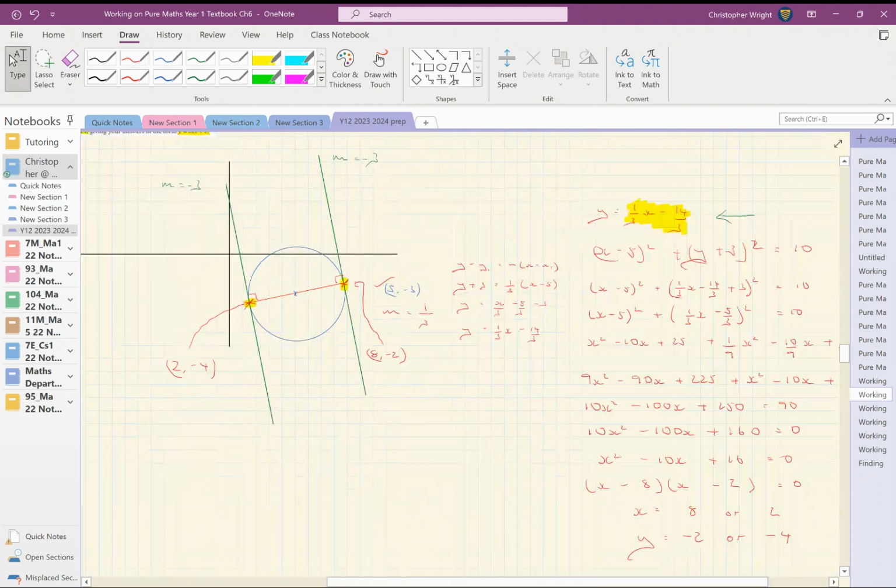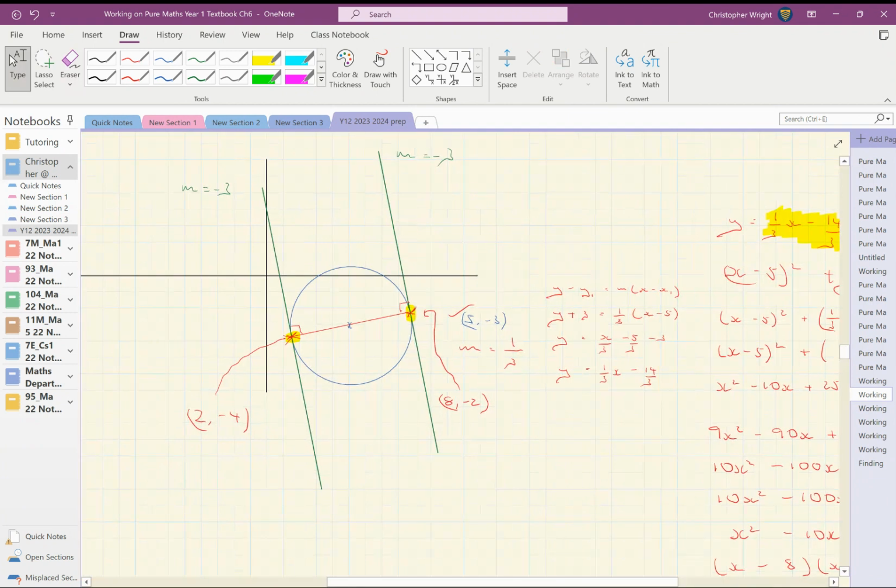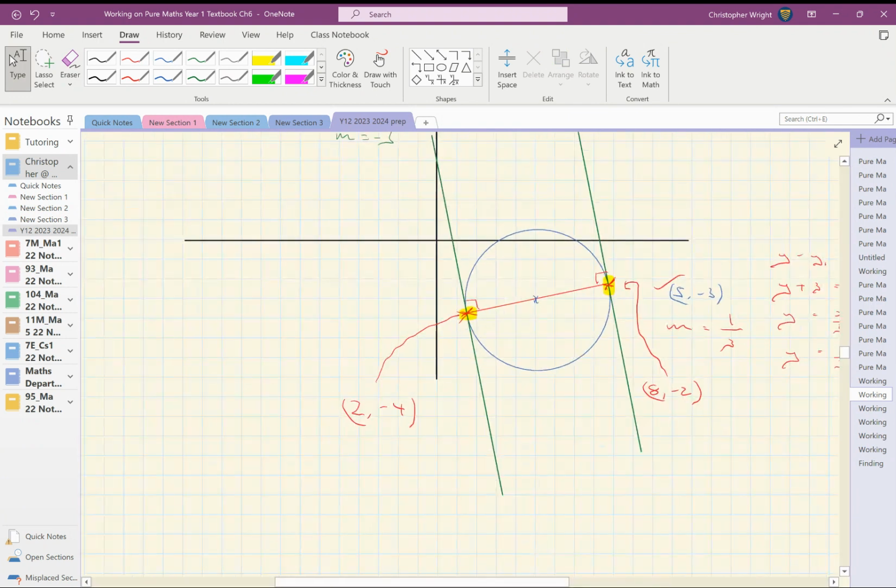So can I now work out the equations of my 2 green lines? Well, the answer is I can, because for each green line, I know a point on the line, and I know the gradient. Let's take this left-hand one first. I'm going to have y minus y1 equals the gradient, x minus x1. So my gradient is minus 3, and my point is (2, minus 4). So x minus 2 and y minus minus 4.